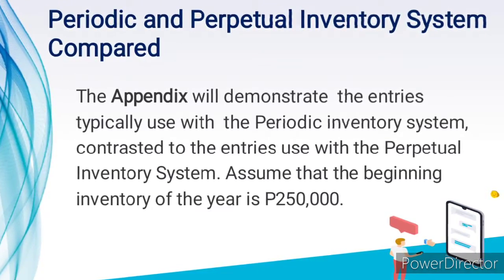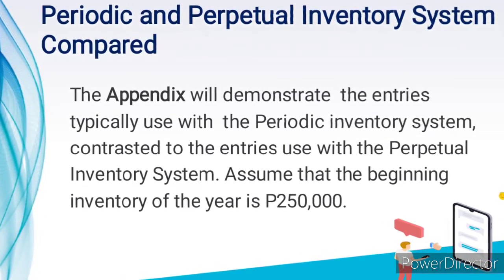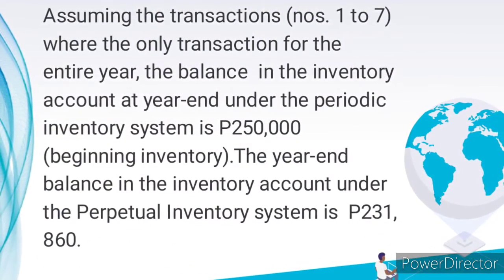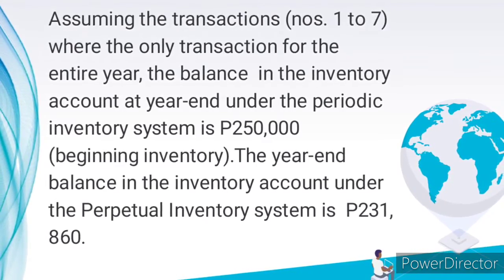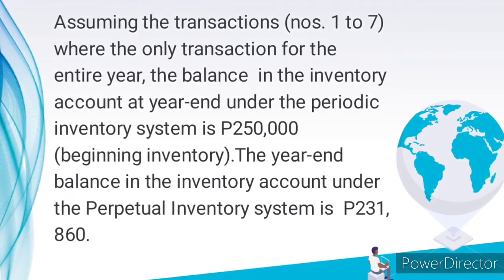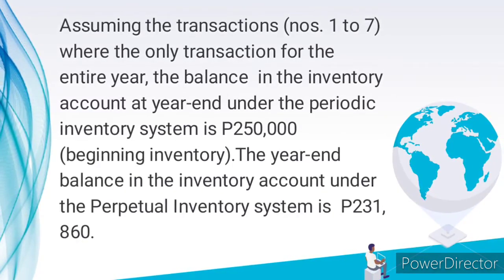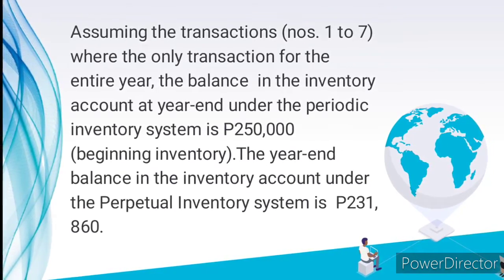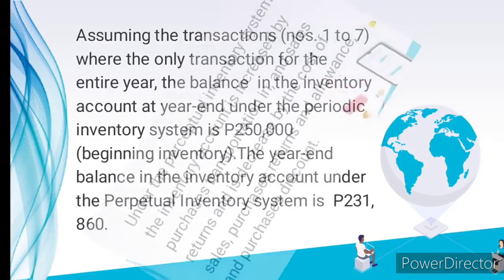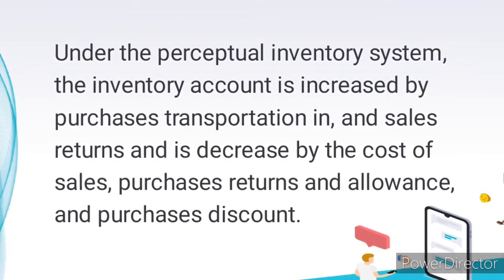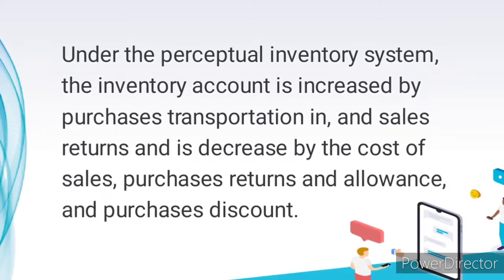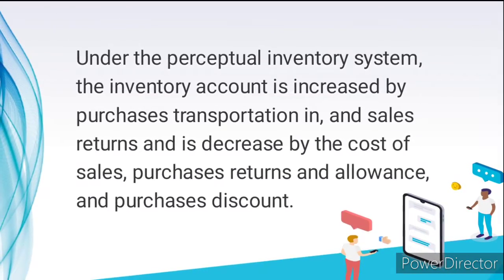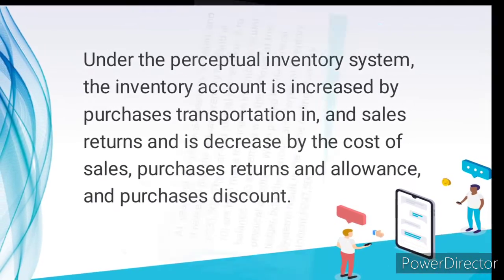Let us assume that the beginning inventory of the whole year is 250,000. Assuming the transactions were the only transactions for the entire year, the balance in the inventory account at year end under the periodic inventory system is 250,000 pesos. The year-end balance in the inventory account under perpetual inventory system would be 231,860 pesos. Under the perpetual inventory system, the inventory account is increased by purchases and transportation in, and sales returns, and is decreased by the cost of sale, purchase returns and allowances, and purchase discount.